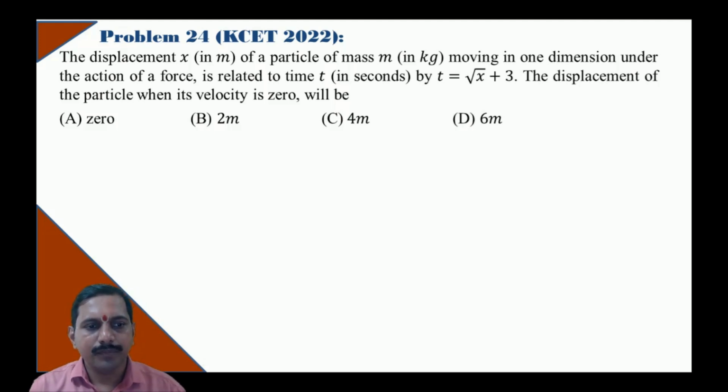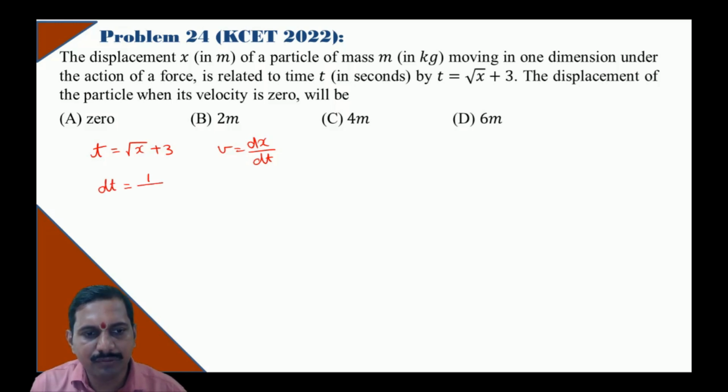So first of all, let us see. t is equal to root x plus 3, and we know velocity is dx by dt. So let us differentiate this. This becomes dt is equal to root x differentiation will be 1 by 2 root x, and this constant is 0. So dx plus 0.